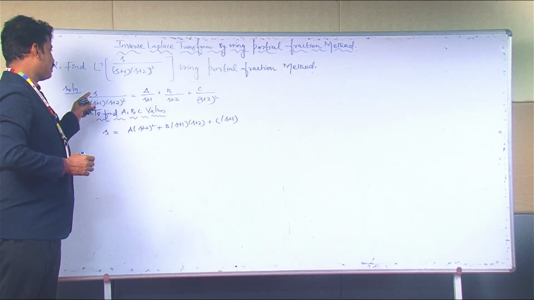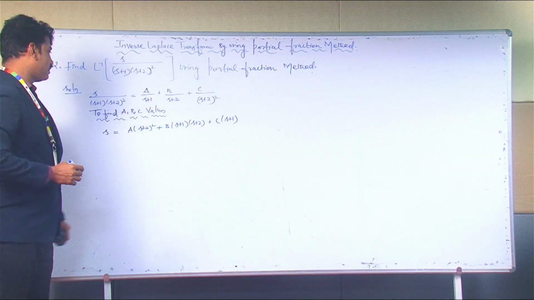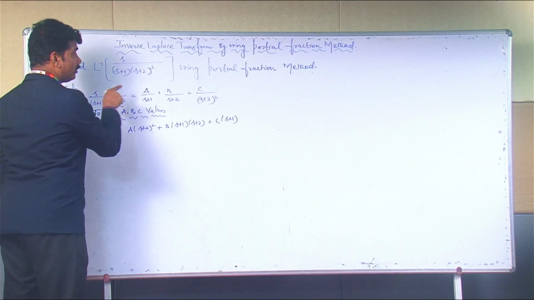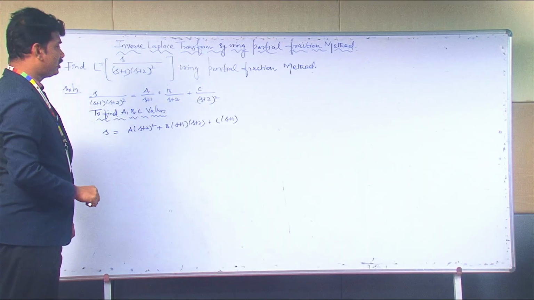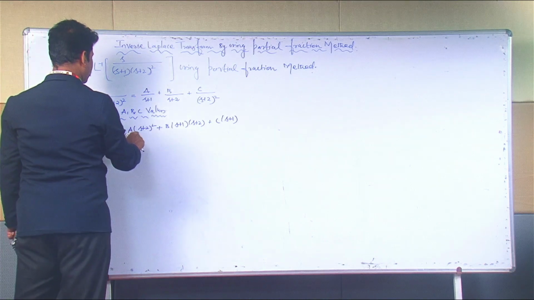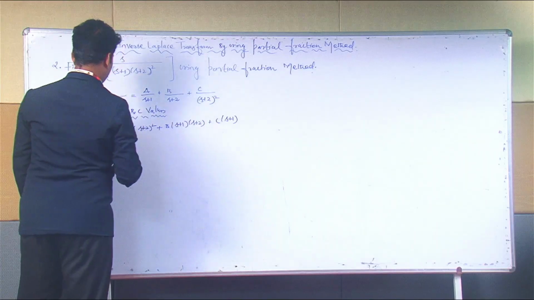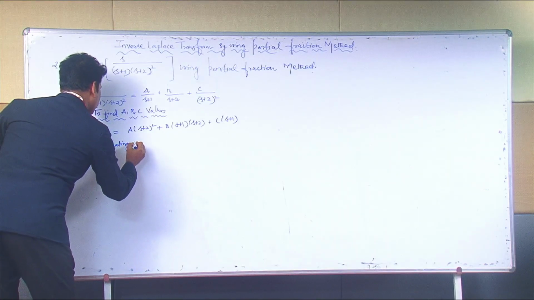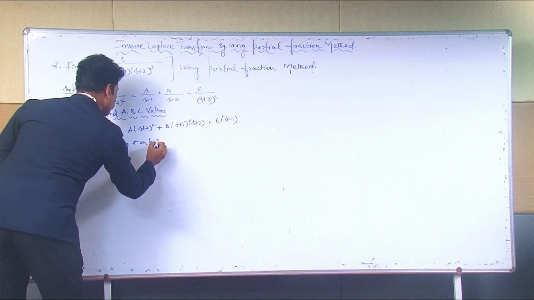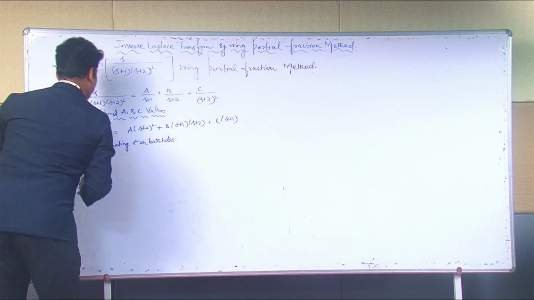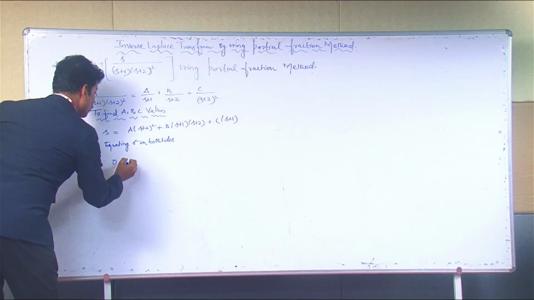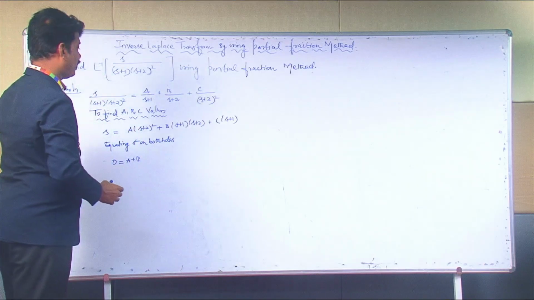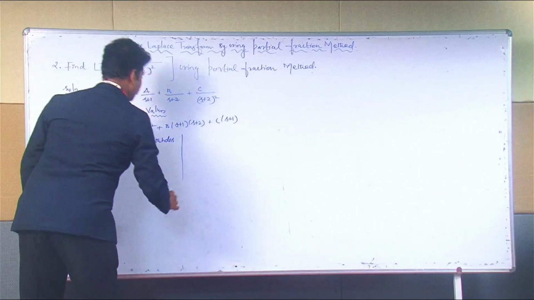Now we are going to find the constant terms A, B, C. Here there are only two factors, S plus 1 and S plus 2, but we need to find three constants. How are we going to find three constants, right? Look at the coefficients. What is the highest power here? The highest power is s square. So you have to equate s square on both sides. There is no s square term on the left, so 0 equals a plus b. You have to keep it as it is. 0 equals a plus b.